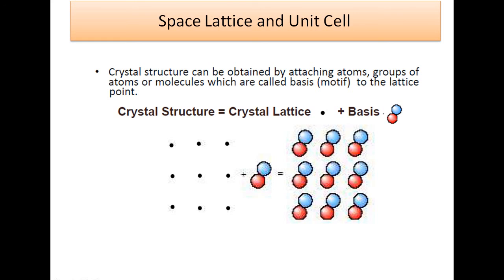So the crystal structure is formed by adding the bases to the crystal lattice. First we determine the position of the various particles, so we draw various lattice points here. Then we add the bases to it, and we get the given crystal structure. So the crystal structure is obtained by attaching atoms, groups of atoms or molecules, which are known as bases, to the lattice points.